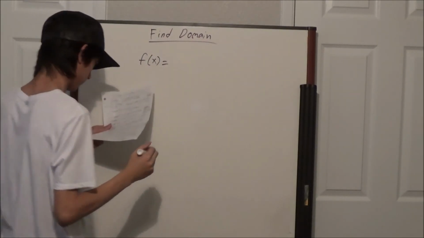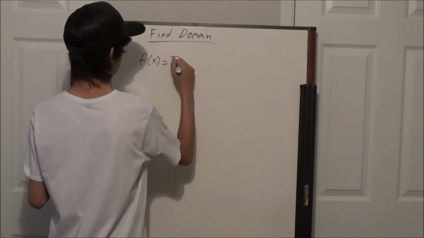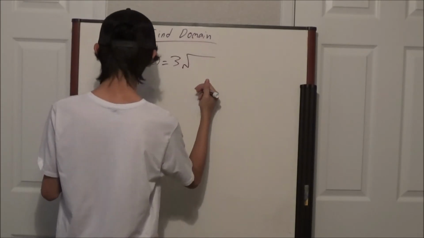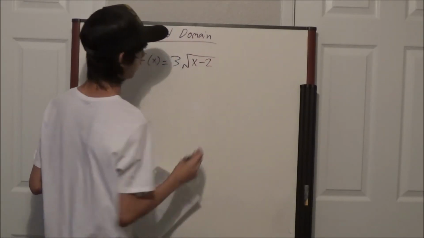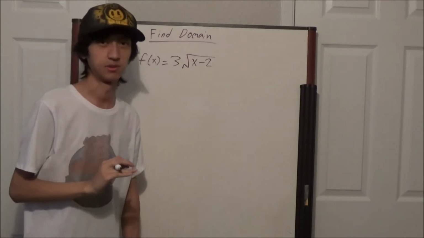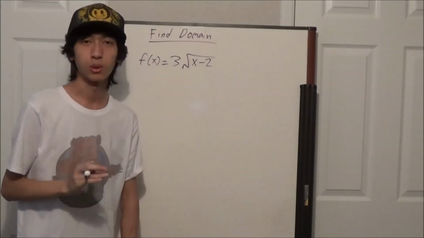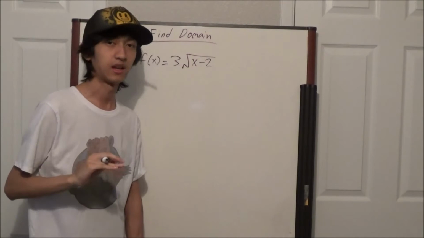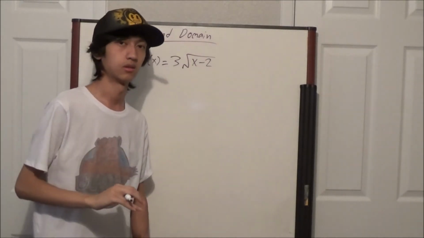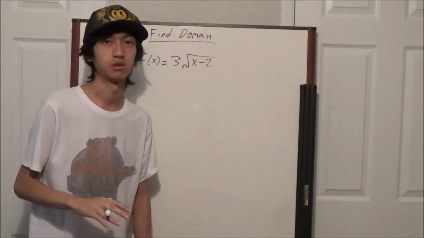Now, speaking of roots, what if we do have one? Okay? Now we're going to have to be a little specific here. So, square roots, they cannot be negative. Okay? You cannot have a negative number in a square root.